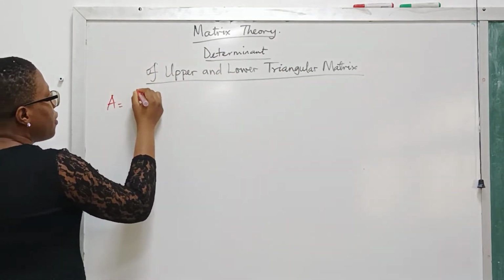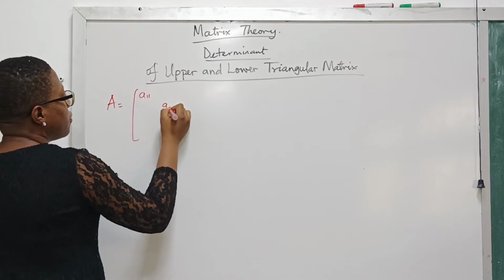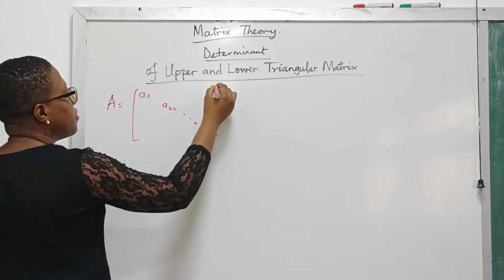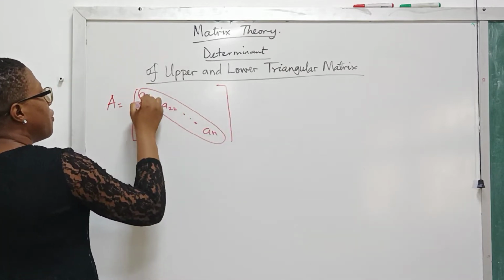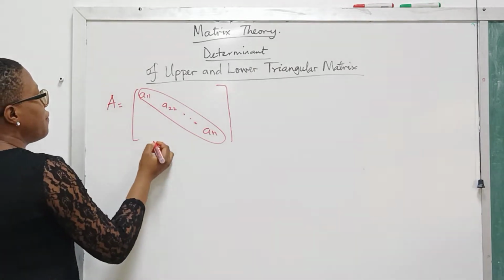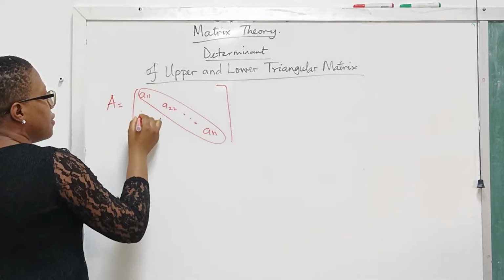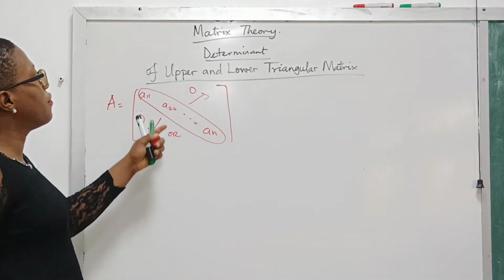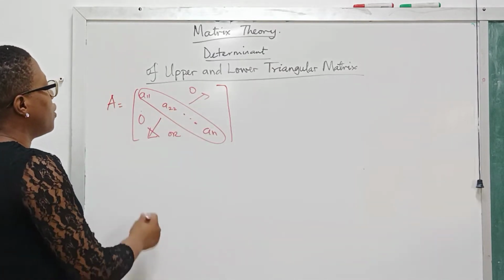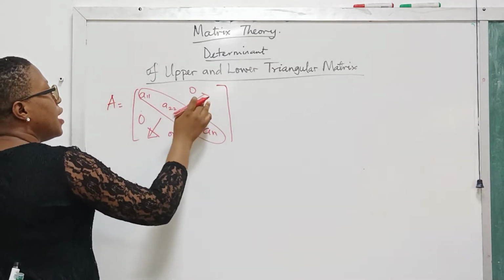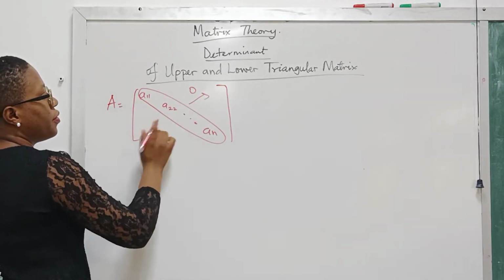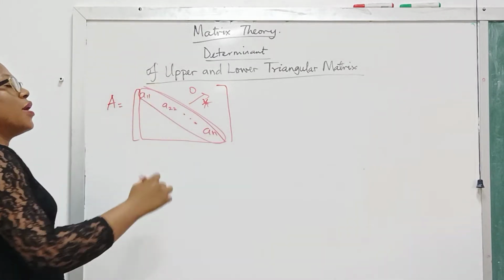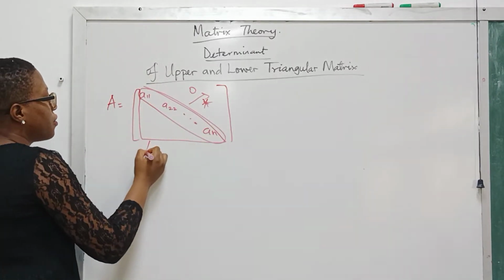If I have A equal to A11, A22, up to ANN, first of all, this is the matrix and this is the principal diagonal of the matrix. We did it before. If either all the elements here are 0 or all the elements here are 0, then we have an upper or a lower triangular matrix. So if all the elements up here are 0, then everything below that is a lower triangle. So this will become a lower triangular matrix.